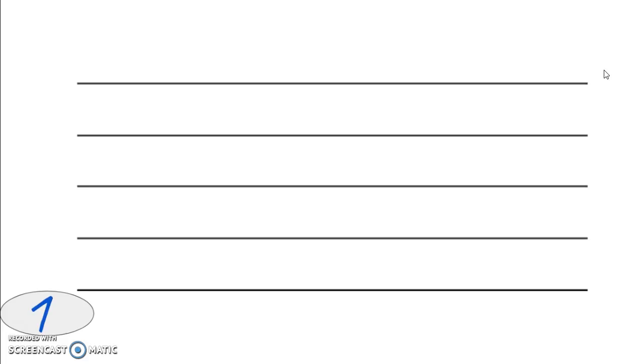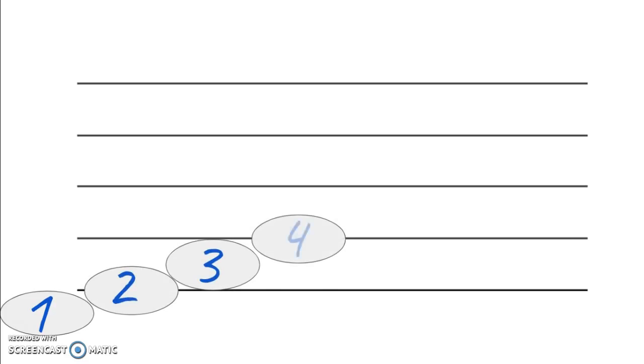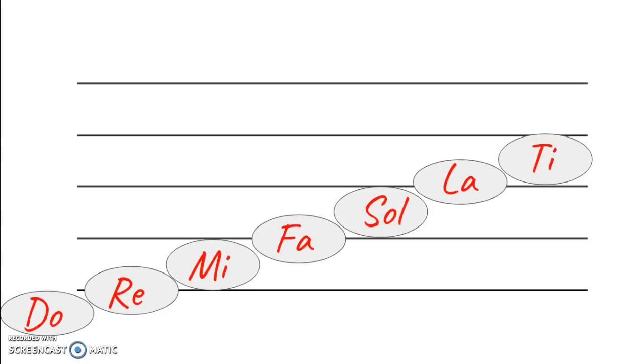So if we're walking up a scale, our first scale degree is there, second one's on the line, third one's space, fourth line, fifth space, sixth line, seventh space. Now we can also show those in solfege. Do, re, mi, fa, sol, la, ti, they all walk up the lines and spaces as we've learned previously.